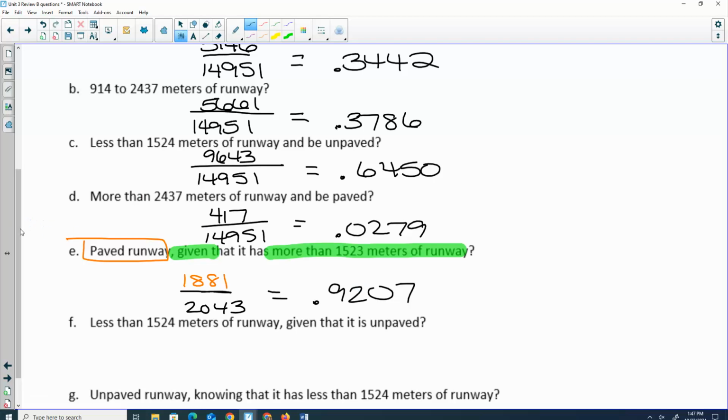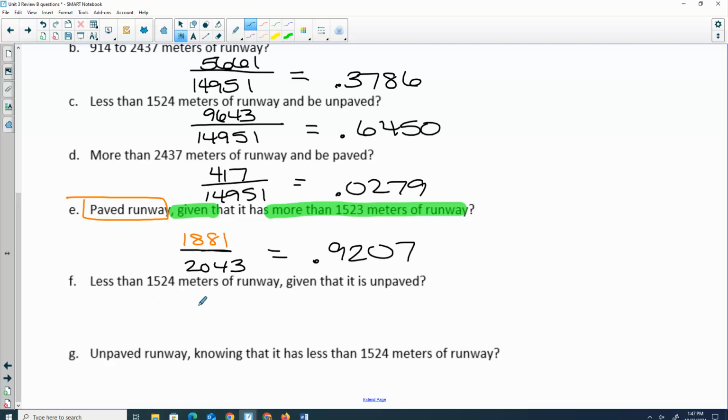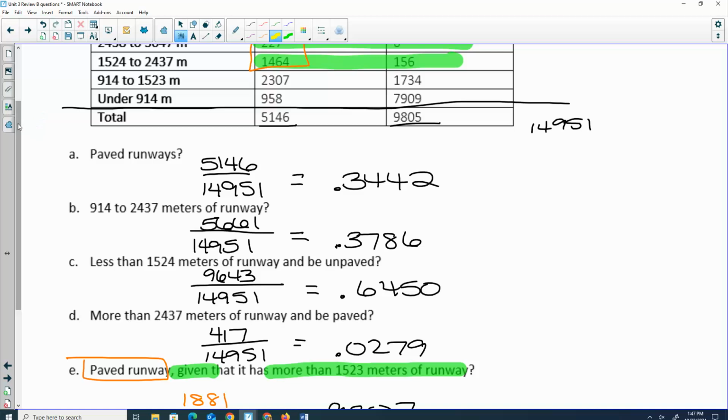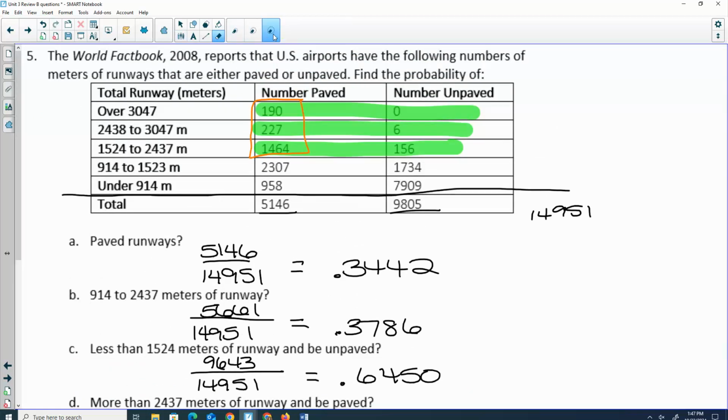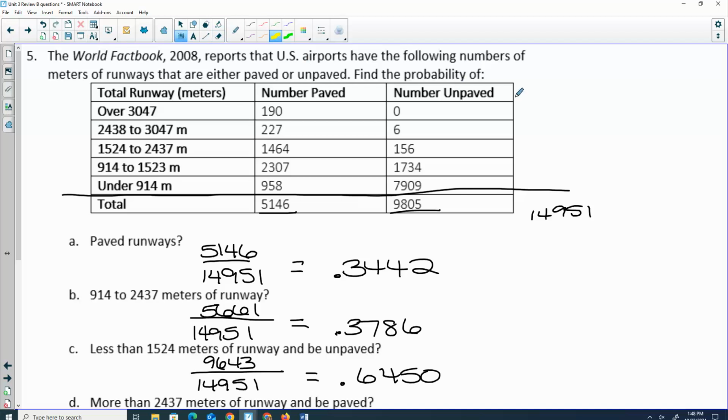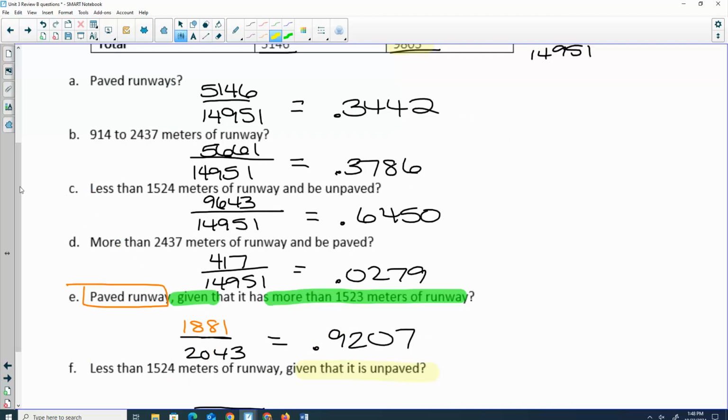F. Less than 1,525 meters of runway, given it is unpaved. So my condition is unpaved. That means in this, I am only looking at my unpaved. So we can basically cover up the other half of the table. So my total is just the unpaved ones, which we did already have added up for us, the 9805.